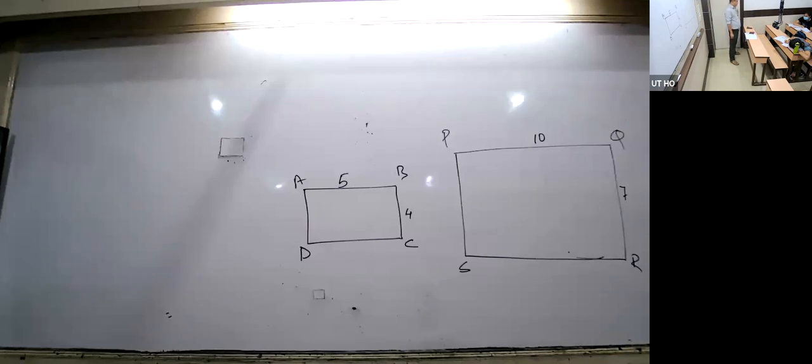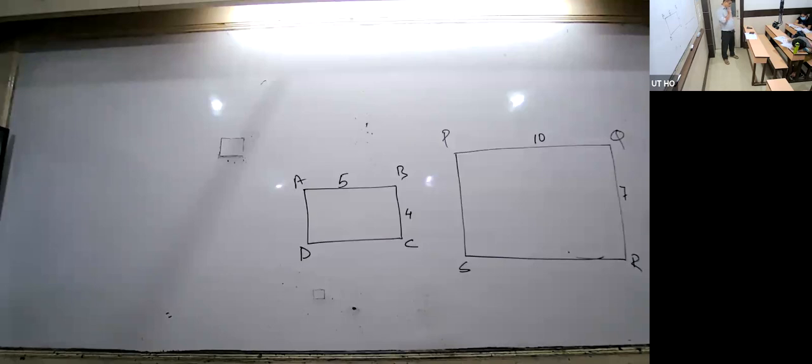Read. Similarity of triangles. Before that, congruent triangles. Two triangles are said to be congruent if their corresponding angles are congruent and their corresponding sides are equal. That is congruent. Next, similar triangles. Two triangles are said to be similar if their corresponding angles are congruent and their corresponding sides are proportional. Did you follow the same statement? Then read below.